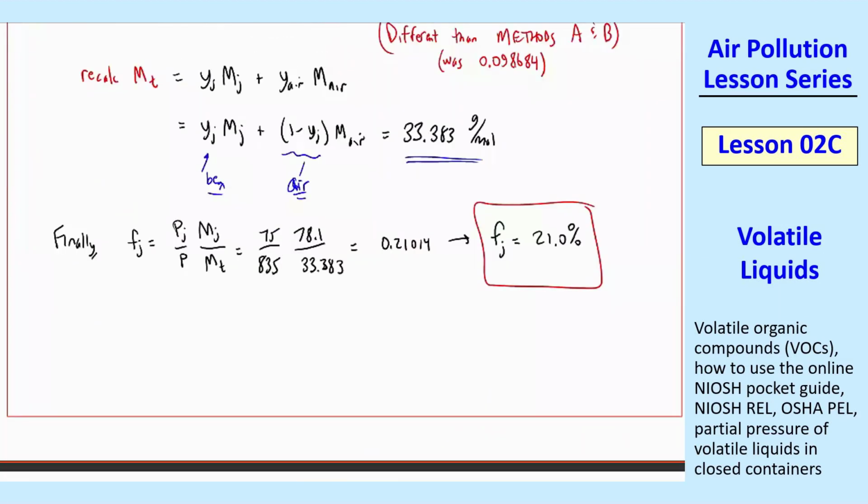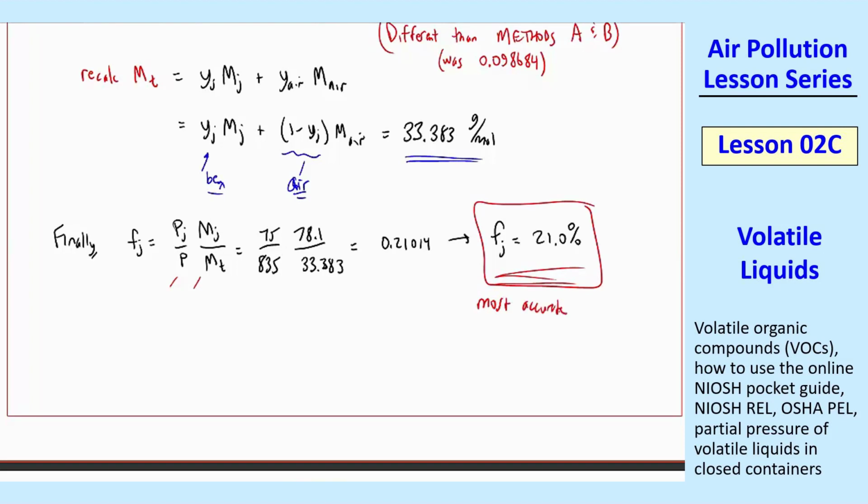So after plugging in all these numbers, I didn't put any units this time, and we know they all work out. You can actually see they all cancel out, pressure over pressure, molecular weight over molecular weight. And my final result then is 21.0%. This is the most accurate.